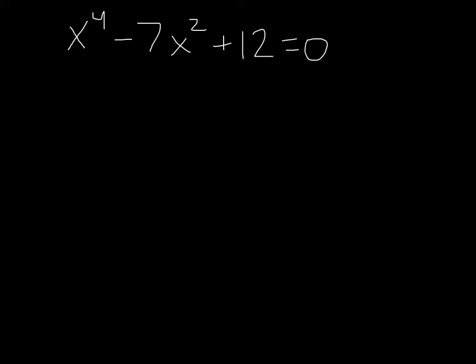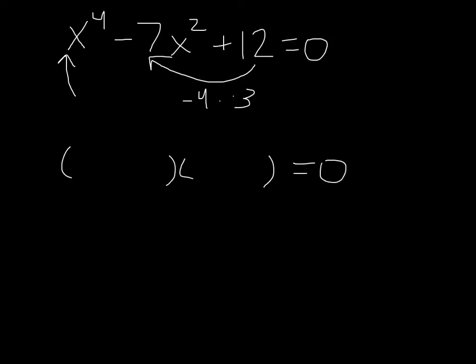hand. If you think of it as a quadratic, for instance, a quadratic in this form, we look at factors of 12 that add to -7, which would be -4 and -3. And if the leading coefficient is 1, then we can simply drop it into a factored form. So it would then be x squared and x squared minus 4 minus 3.